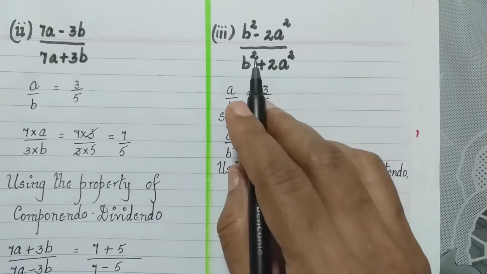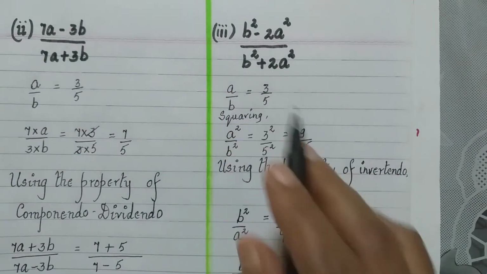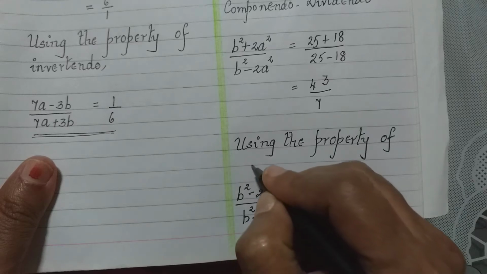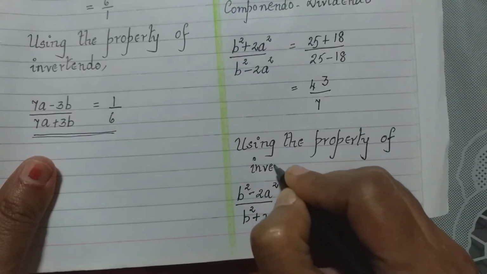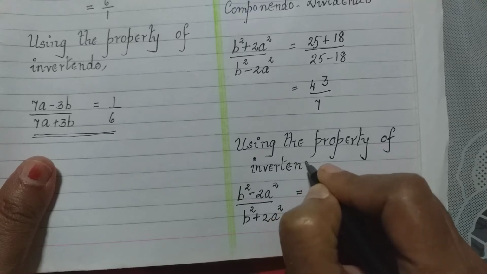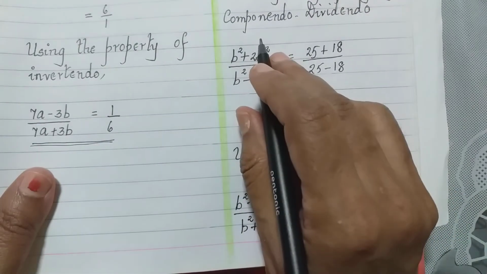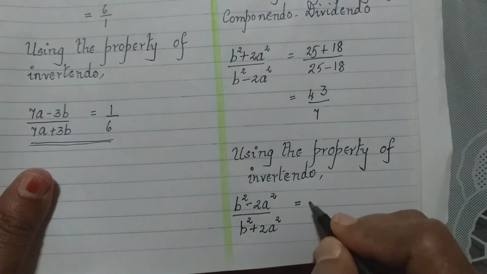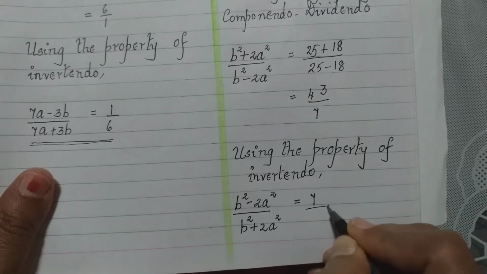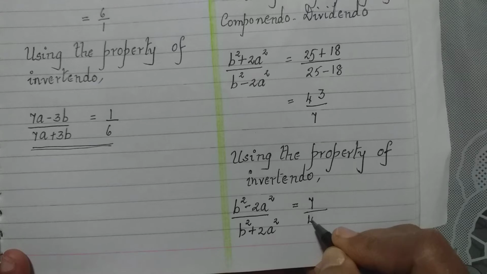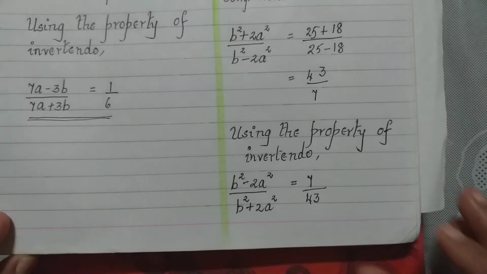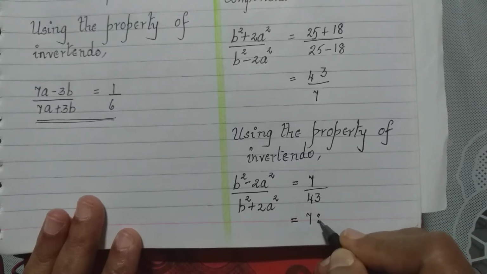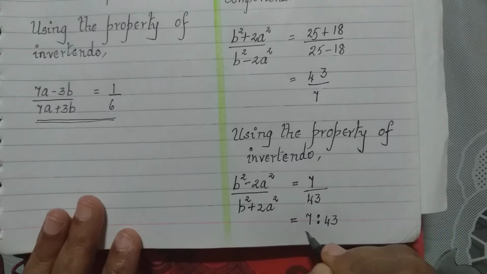But I have to find out what is B square minus 2A square upon B square plus 2A square, which is the reciprocal. So using the property of invertendo, B square minus 2A square upon B square plus 2A square will be the reciprocal of the right hand side, that is 7 upon 43. And if I have to write this in the form of a ratio, this will be 7 is to 43.